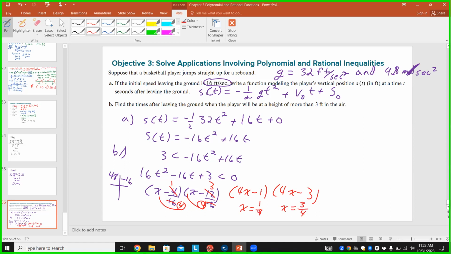They're going to ask me, but this is a 4 on the bottom right here that I keep tracing over. So therefore, find the times at which it is 3 feet in the air. It would be 1/4 seconds and 3/4 seconds. If you want to write those as decimals, that's completely fine as well.